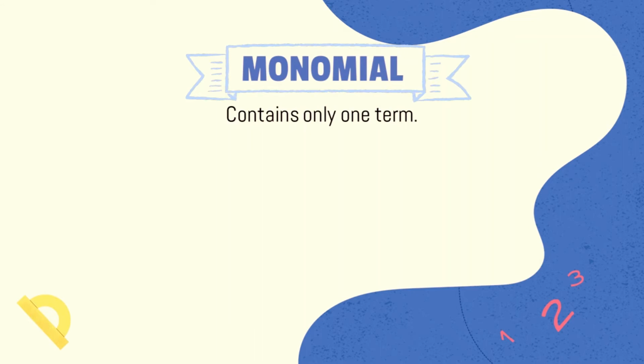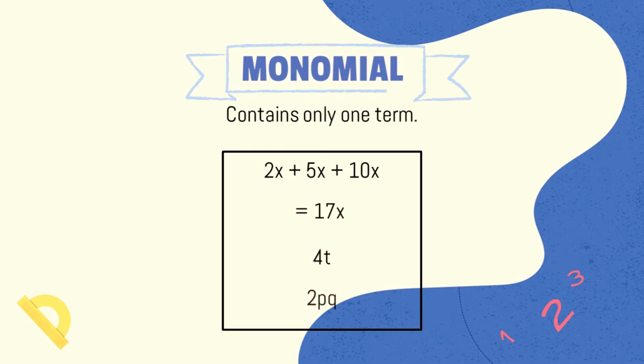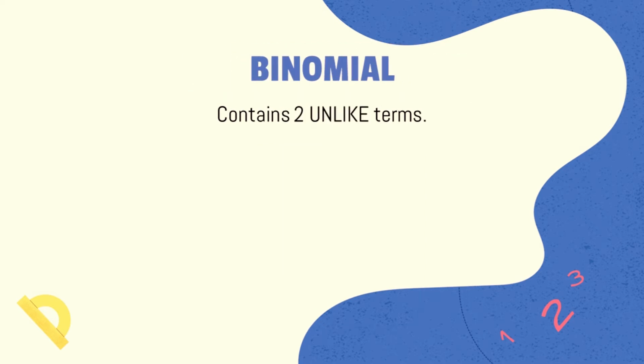Monomials are algebraic expressions that contain only one term. 2x plus 5x plus 10x is a monomial because when we add the like terms, it results in 17x. 4t and 2pq are also examples of monomials.